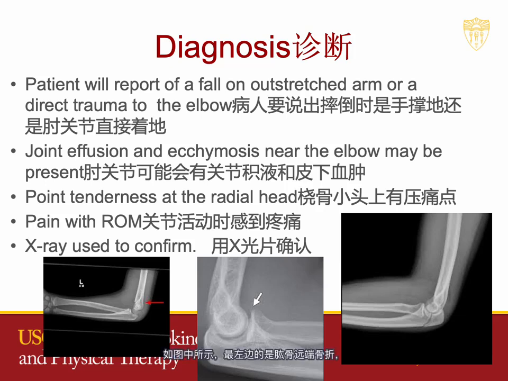The pictures here, the far left is going to be a fracture to the distal humerus. That middle one is a fracture to the radial head, and then the one on the right is a fracture to the proximal ulna.